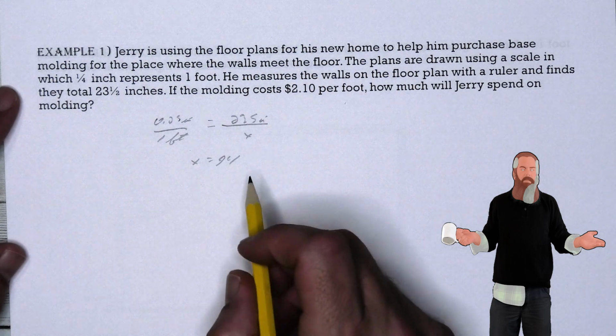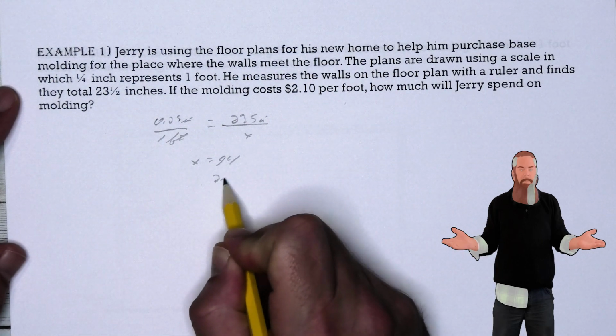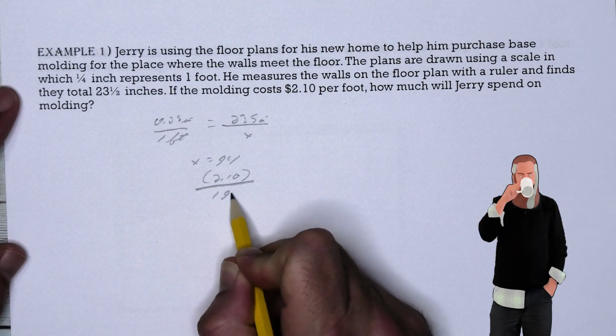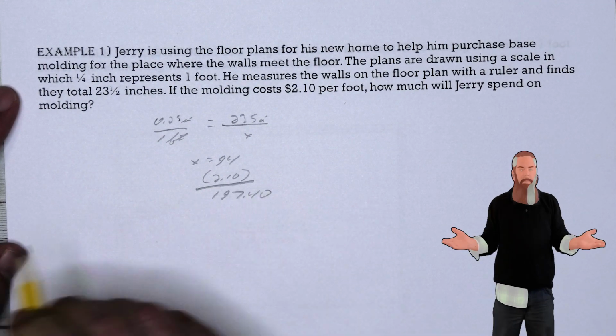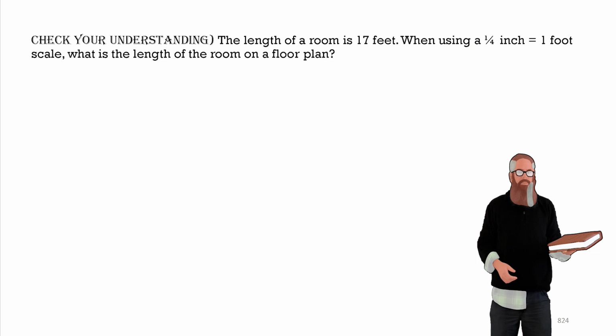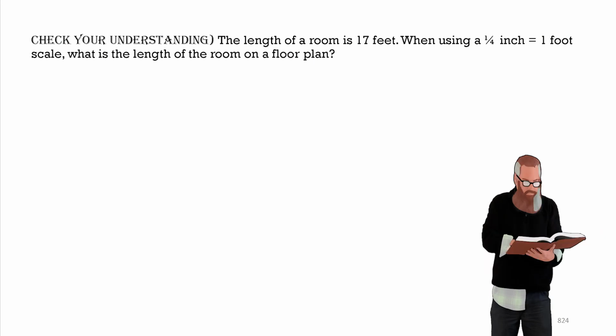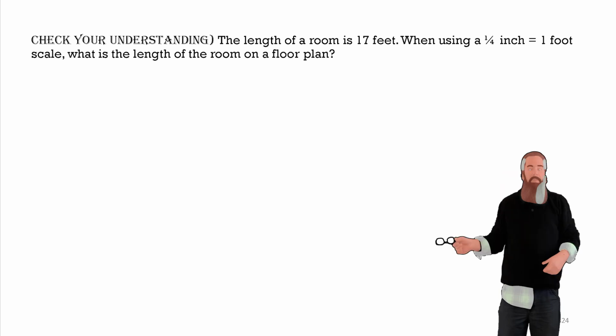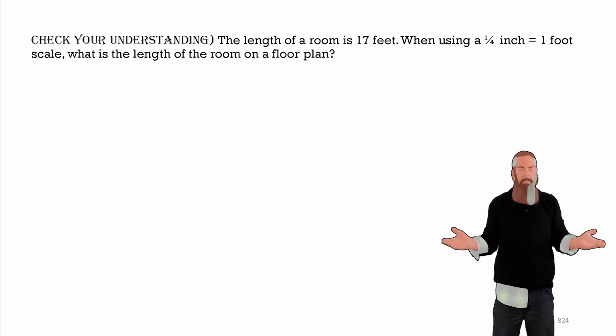Since he needs 94 feet of molding and it costs $2.10 for every foot of molding, we know that he's going to spend $197.40 on molding. Let's check our understanding of this. The length of a room is 17 feet. When using a 1/4 inch to 1 foot scale, what is the length of the room on the floor plan?